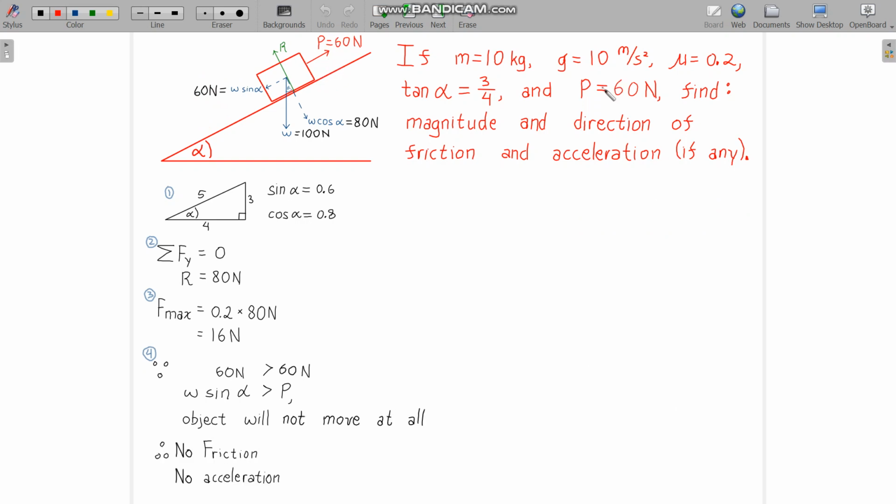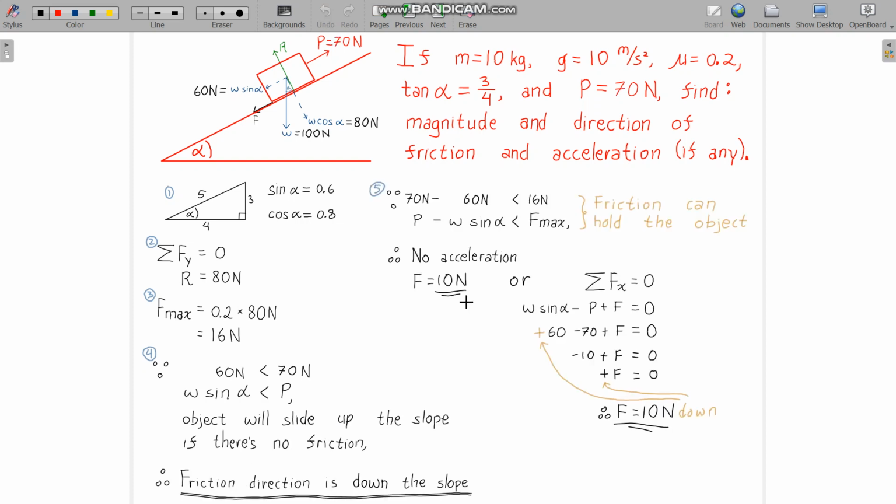And if the pushing force is exactly 60, well, in this case there is no friction at all, because 60 is equal to 60. And the object will not move at all. There's no friction, no acceleration.